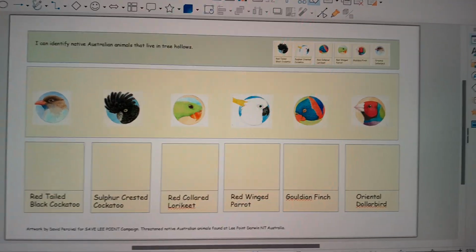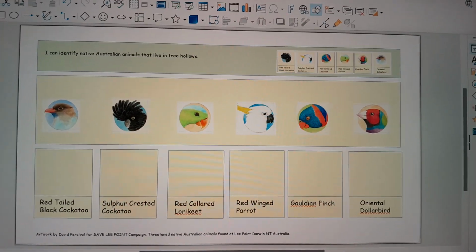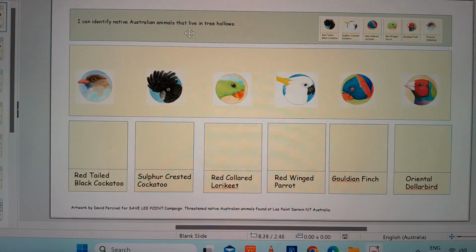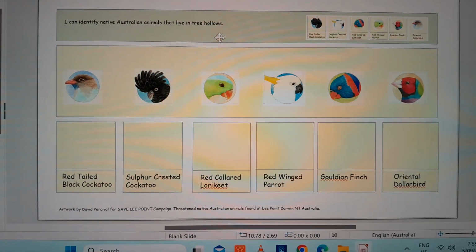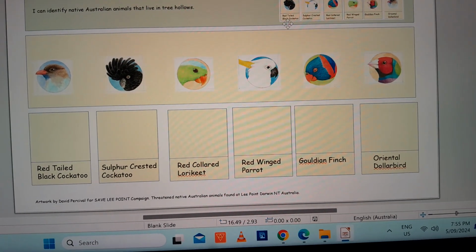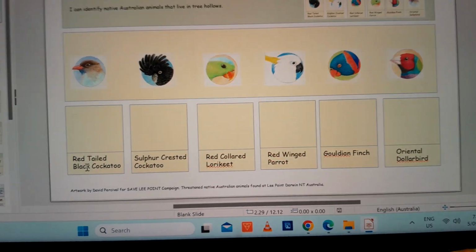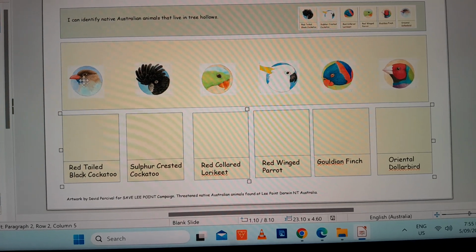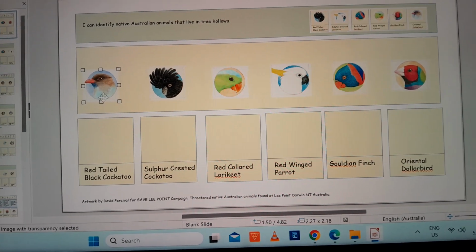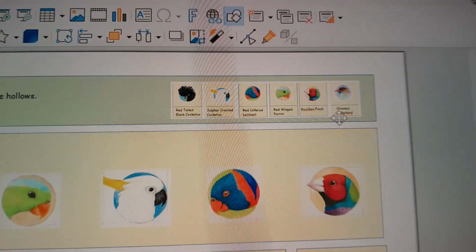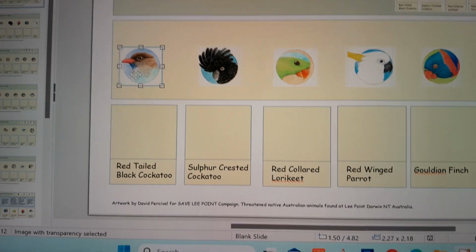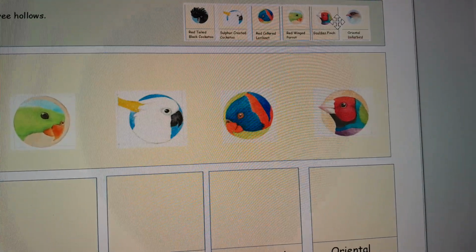Okay, so on this first slide, I can identify native Australian animals that live in tree hollows. So the focus is naming the different animals. Yeah, so the first one is, let's have a look up here, that's the oriental dollar bird, right? So we have this as a reference to help us.